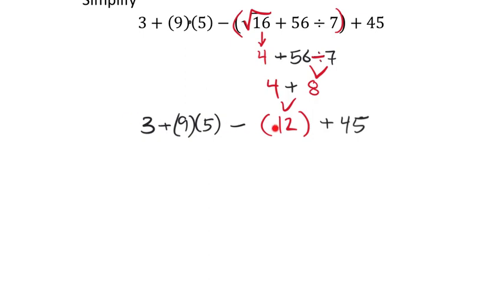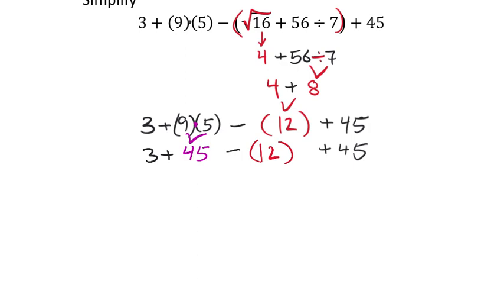So at this point, for this line right here, we have taken care of all of our parentheses. There are no exponents, but there is some multiplication between the 9 and 5. So 9 times 5, 9 groups of 5 would be 45. Okay, so we got 3 plus 45 minus, again, I'll keep the 12 in parentheses just so we know where it came from, and then plus the 45. So that is the multiplication. There is no division, by the way, or other multiplication.